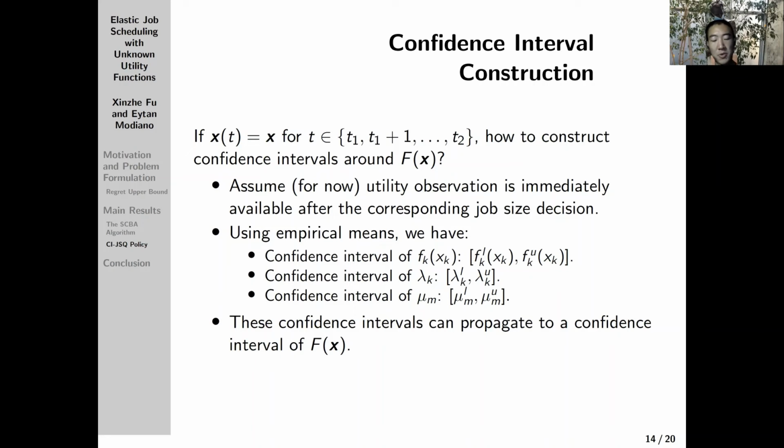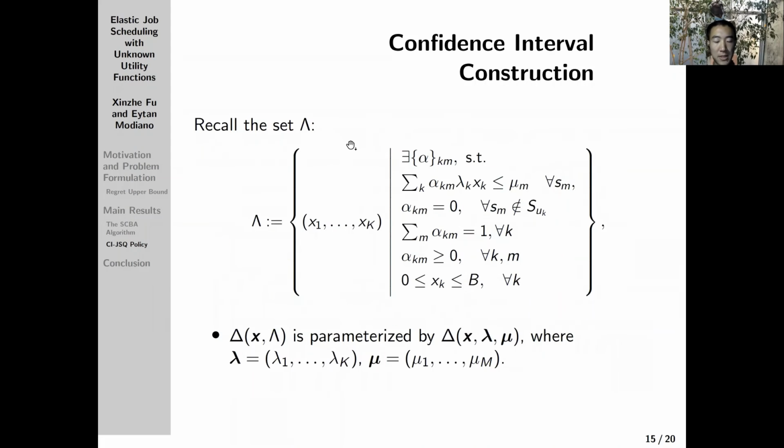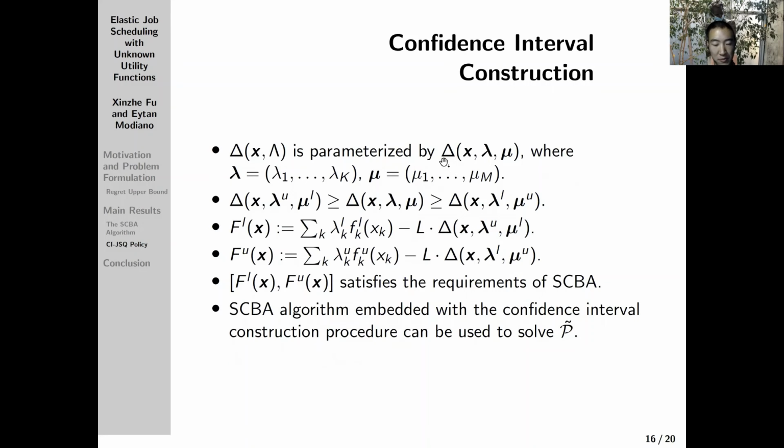And also, using the empirical mean of the realized arrivals and offered services, we can construct confidence intervals of the arrival rates lambda k and service rates mu n. We will show that these confidence intervals can propagate to a confidence interval of capital F of x. So recall that the set lambda, the stability region, is a set that is parameterized by the arrival rates and service rates. We can show that by plugging in the upper end of the confidence interval of the arrival rates and the lower end of the confidence interval of the service rates, we get an upper estimate of the delta value. And doing the reverse, we get the lower estimate of the value delta.